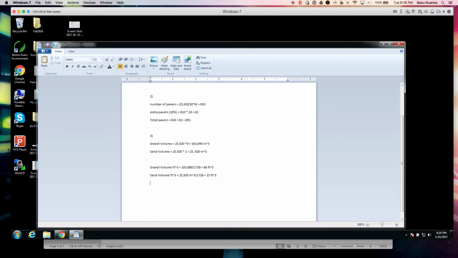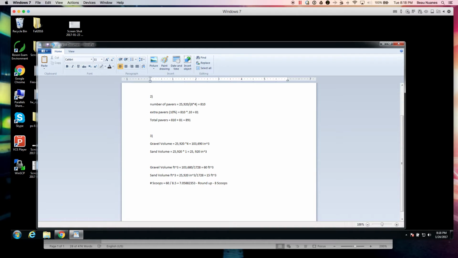Then figure out how much gravel. So the number of scoops of gravel is going to be that number of 60 feet cubed. Remember to include your units in the calculations as well when you turn this in. And that's going to be divided by 8.5 cubic feet, which is going to give us 7.05882353 scoops. And we're going to round up. So that's going to give us 8 scoops.